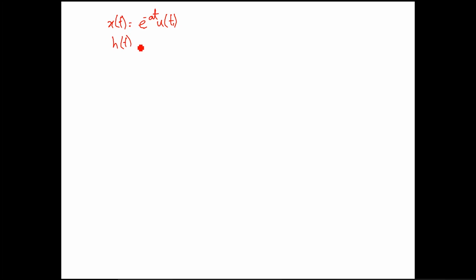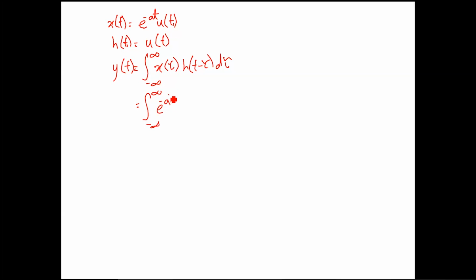And this h of t is given, which is the simple step signal u of t. So y of t, we know that it is just the convolution integral from minus infinity to infinity of x of tau h of t minus tau d tau. We just plug in the values and this ends up giving us the integral from minus infinity to infinity of e raised to the power of minus a tau u of tau, and here we end up getting u of t minus tau d tau. So this is what we end up getting.